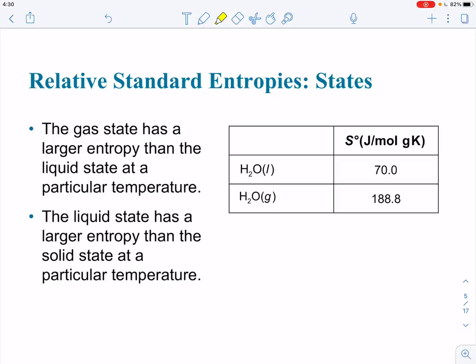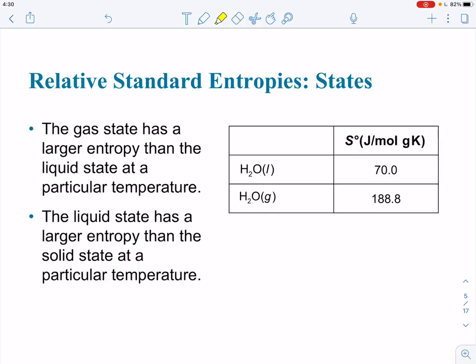One of the things that you have to consider, we discussed this at the qualitative level. For example, if you have a solid and a liquid, the liquid will have a higher entropy than a solid, and the gas will have a much larger entropy than the liquid and the solid. So now we are looking at this from a more quantitative point of view.